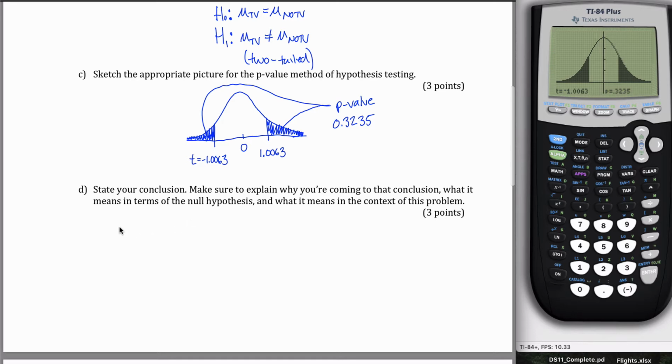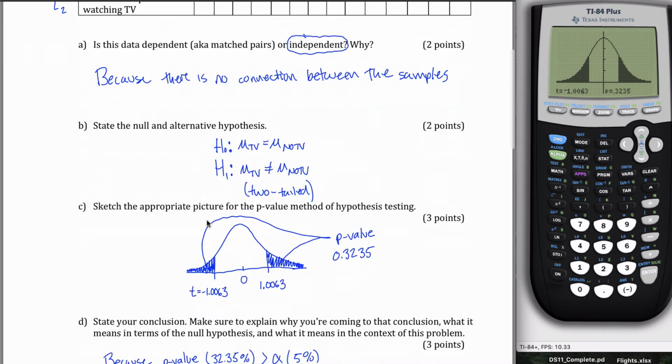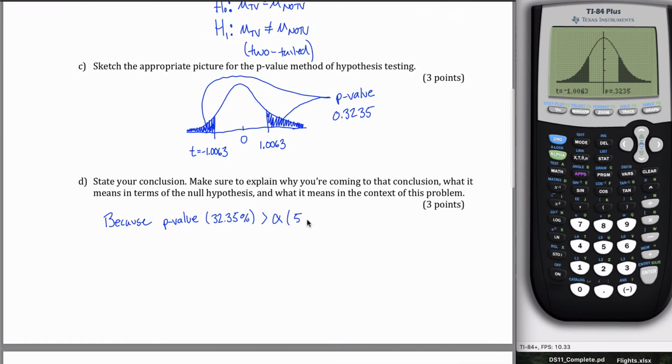Well, if it's the p-value method, I'm comparing the p-value to alpha. I would say because the p-value, which I like to restate, it's 32.35%, is greater than alpha. Because as pointed out above, alpha was 5%, I believe. Nope, I believe I was wrong. It was 10%.